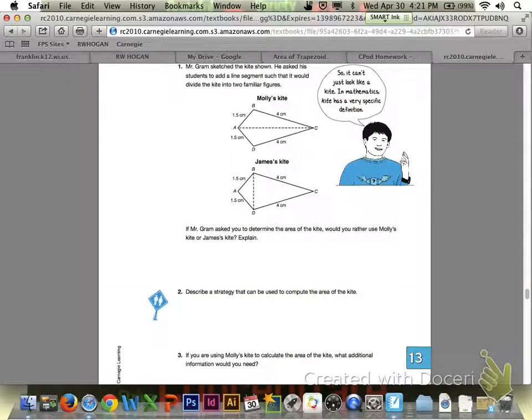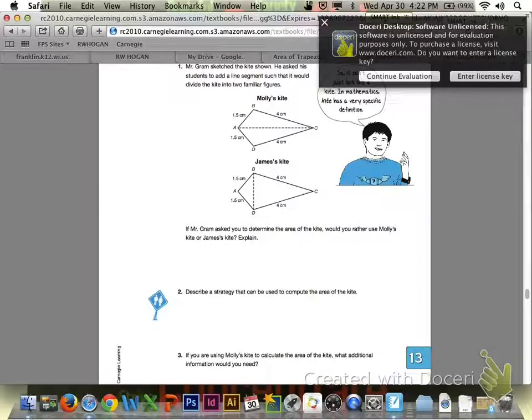Let's take a look at page 879. Number 1 says, Mr. Graham sketched the kite shown. He asked his students to add a line segment such that it would divide the kite into two familiar figures. If Mr. Graham asked you to determine the area of the kite, would you rather use Molly's kite or James's kite? And give an explanation.